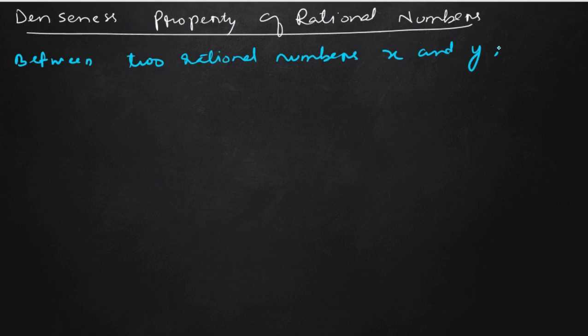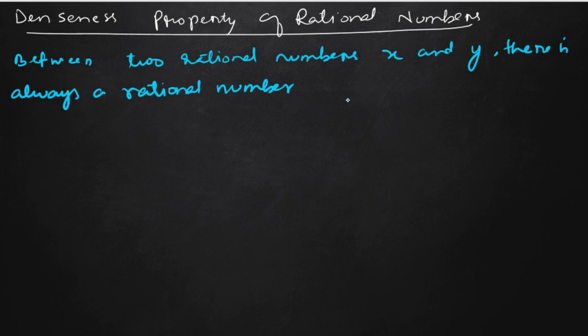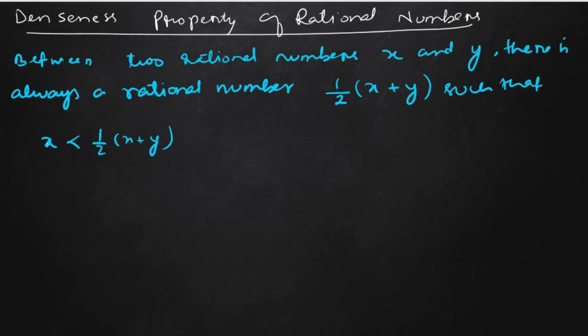Okay, so there is always a rational number, and that rational number is half of x plus y, such that this condition will be true. That means half of x plus y will be greater than x, but it will be less than y. So between x and y we have the rational number half of x plus y.